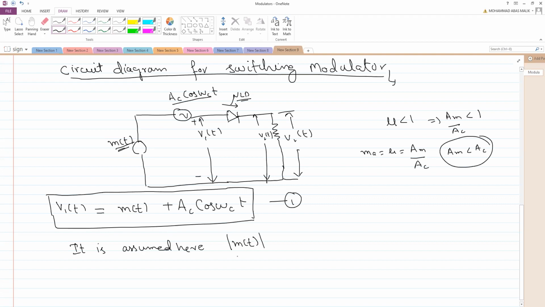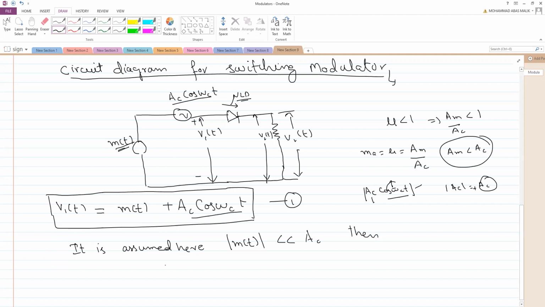It's assumed here that mod of m of t, means the amplitude of your modulating signal. If somebody tells you AC cos of omega ct, what will be its maximum value? Maximum value of cos will be obviously 1, so the maximum value will be equal to AC, some positive amplitude. So it is assumed here that the maximum of mod of m of t should always be less than AC, because AC is the maximum amplitude in case of the carrier.